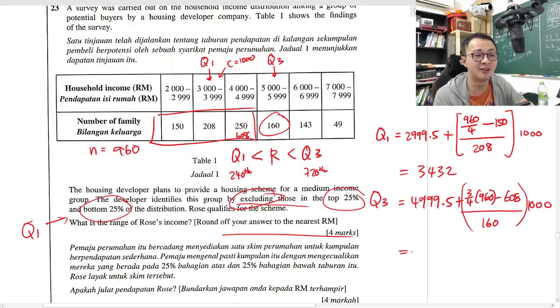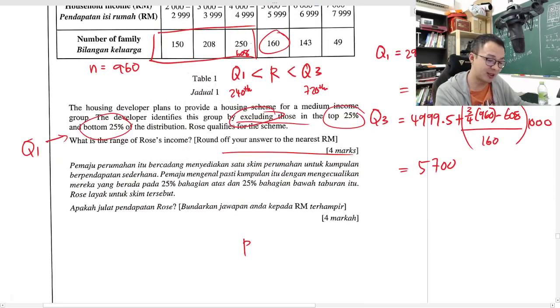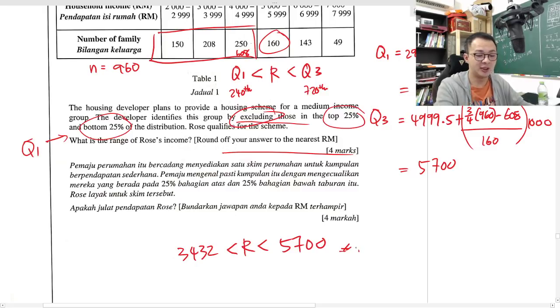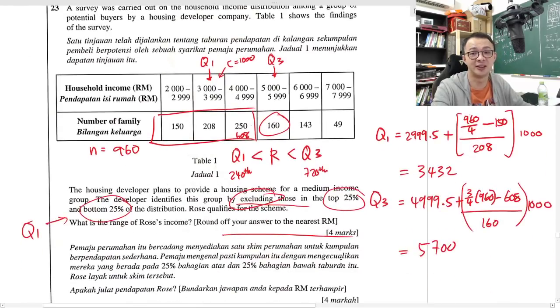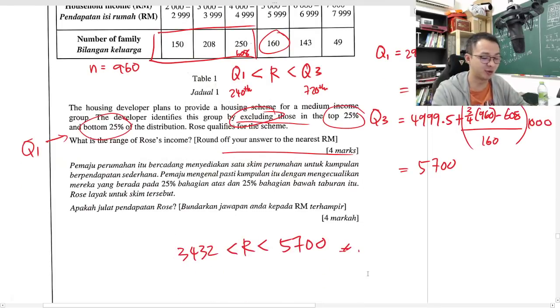If you're not sure about this formula, you can go and check out the formula. Okay, 240 times 3 minus 608, divided by 160, times 1000, plus 4999.5. So I round off and it will be 5700. So therefore, I'm sure Rose's income should be between 3432 and 5700 if Rose is qualified for the scheme. So I just find both and then substitute them, and this is how we get the format here.